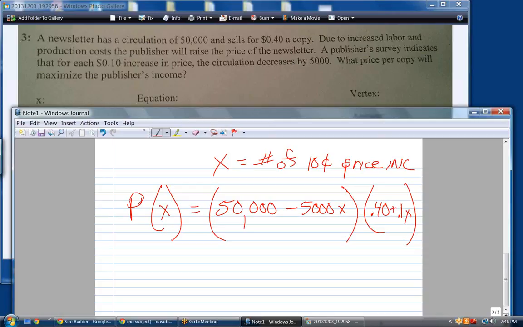Okay, so let me try doing it the way you did. 50,000 minus 5,000x. And then I got to go to the right and put the multiplication sign in, hit the parentheses again and put 0.4 plus 0.1x. Actually, my very first window worked. Weird. Just a second. What's your window?